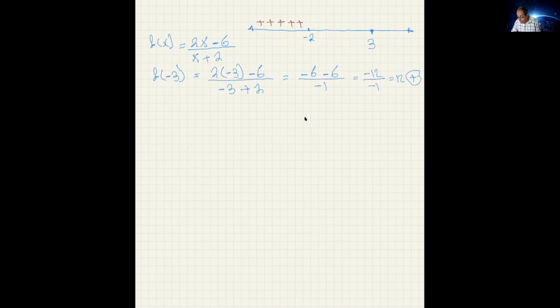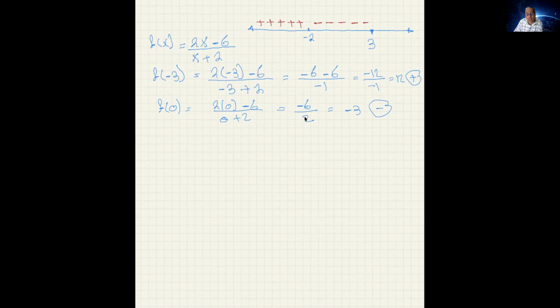Now we test the second interval, and obviously the easiest number between negative 2 and 3 is 0. So f of 0 is 2 times 0 minus 6 divided by 0 plus 2. So 2 times 0 is 0, so I get negative 6 divided by 2, which is negative 3. And negative 3 is negative. So everything is negative in this interval. Okay?